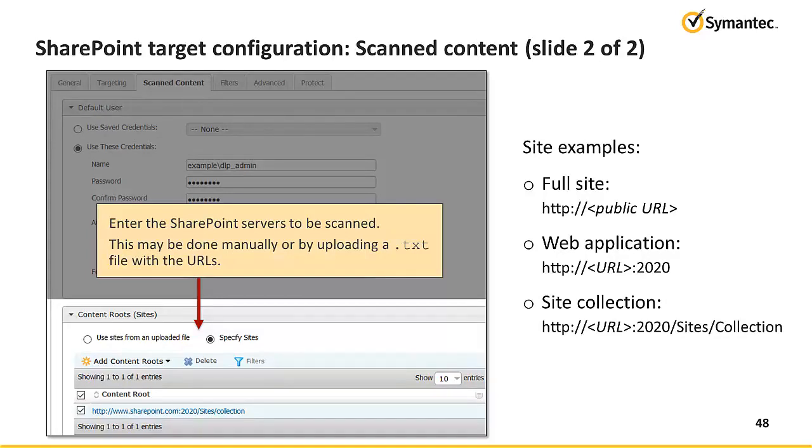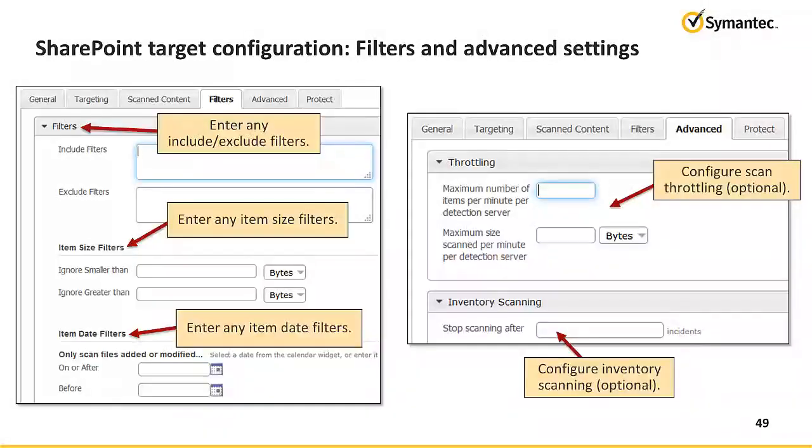Note that when scanning SharePoint repositories without using the SharePoint solution, you cannot use a web application as a content route for the scan. Instead, you must manually extract site collections to use as content routes. For details on how to do this, refer to the section To Enumerate Site Collection URLs in the Symantec Data Loss Prevention Administration Guide. Similar to file system targets, SharePoint targets also offer optional filters in throttle settings. Additionally, you can configure a SharePoint target to perform inventory scanning.